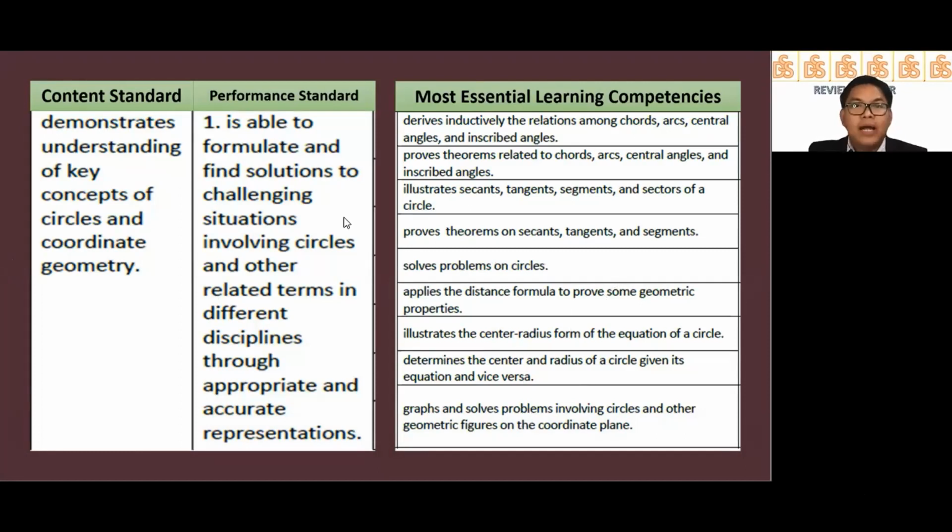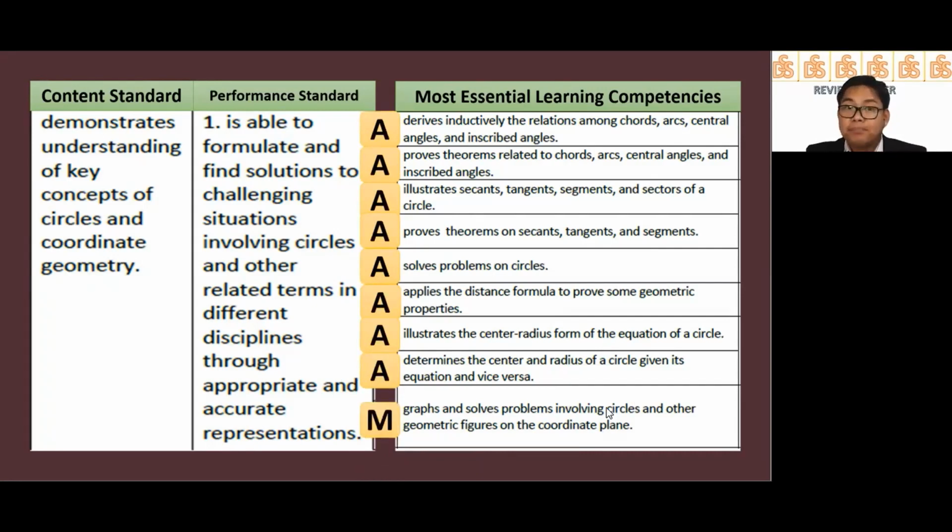So let's see. Number 1, derives inductively relation among chords. So definitely very conceptual ang approach niya, no? So that is A. Proves theorems, also A. Illustrates second tangents, again A. Up to determines. But the last one, graphs and solves problems involving circles and other geometric figures, that is actually considered M. Because that involves analysis, interpretation, and of course, solving a problem.